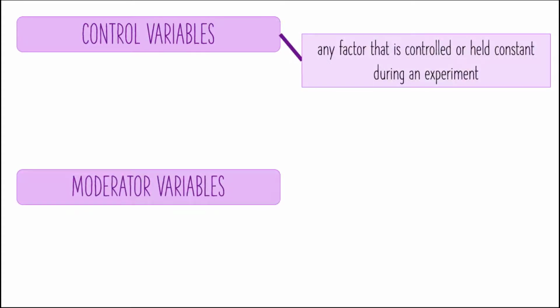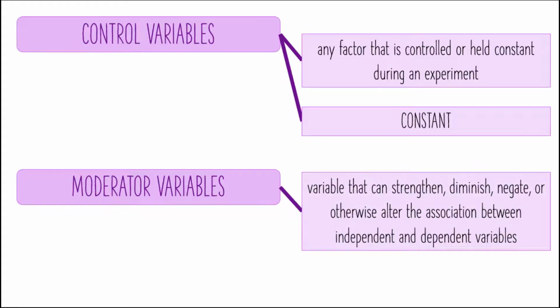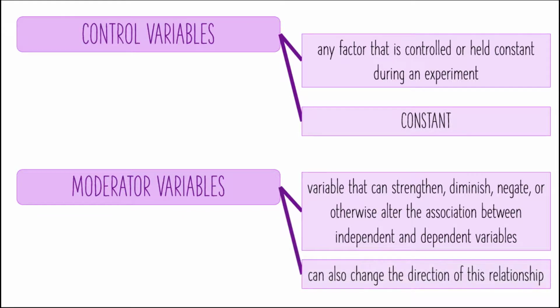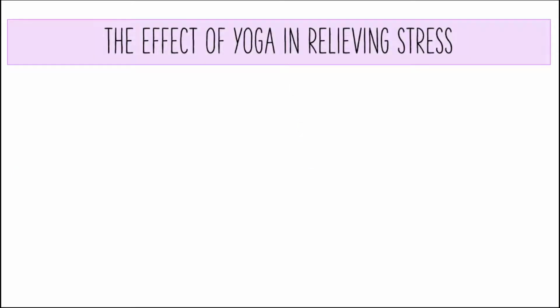Now, let us distinguish more experimental variables. Control variables are any factor that is controlled or held constant. It is sometimes called the constant variable. However, moderator variables are variables that can strengthen, diminish, negate, or otherwise alter the association between independent and dependent variables. In short, it is a variable that can also change the direction of the effect, which is related to the independent variable.